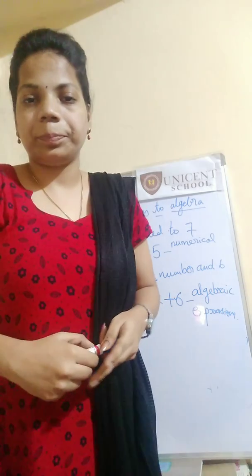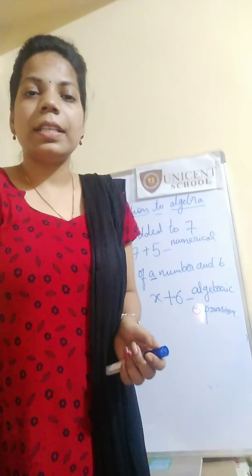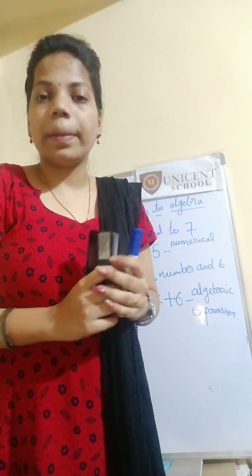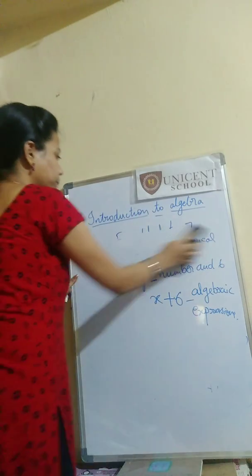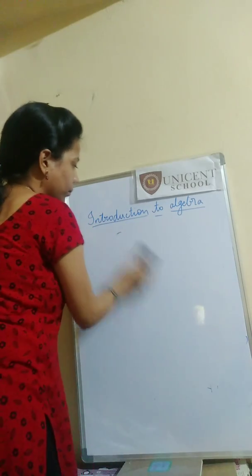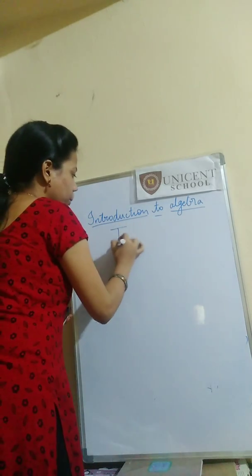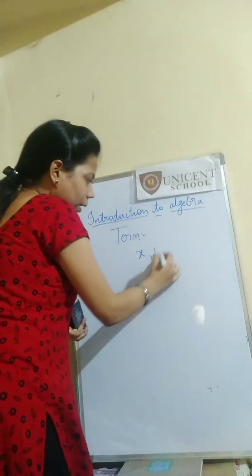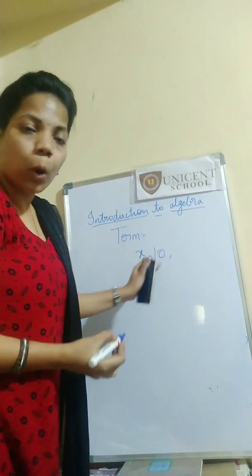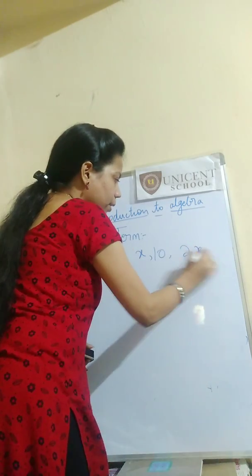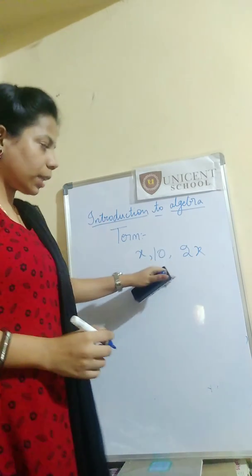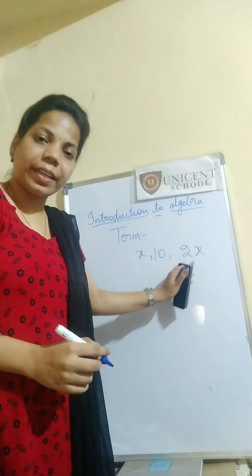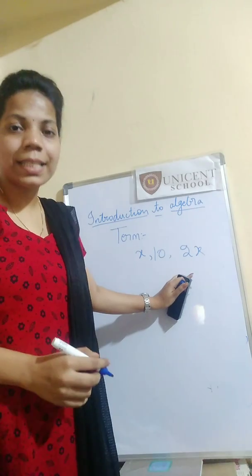What is a term? A term is either a variable or a constant or a product of both. Let us see. Term. A term is either a variable or a constant or a product of both. Both means 2x. Okay? Term is nothing but either a variable or a constant or a product of both variable and constant. Those are called as terms.